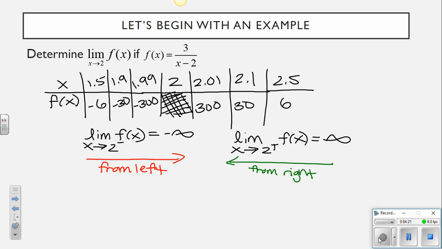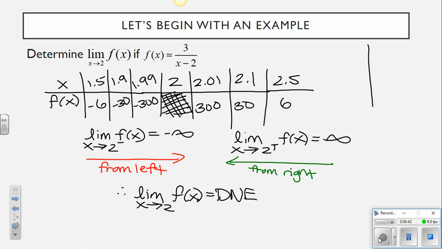So my question is, what's the limit? Therefore, the limit as x approaches 2 of f of x is equal to what? Does not exist, technically, right? Because you get a negative infinity, you get a positive infinity.